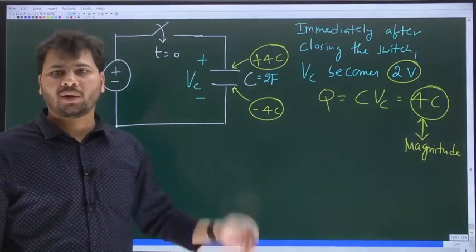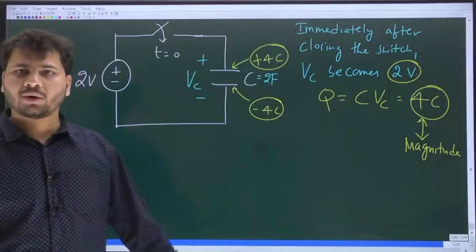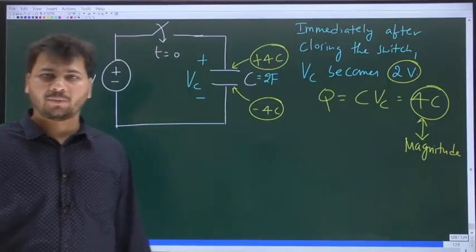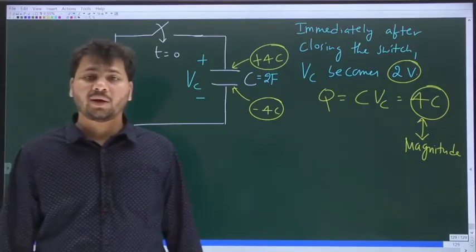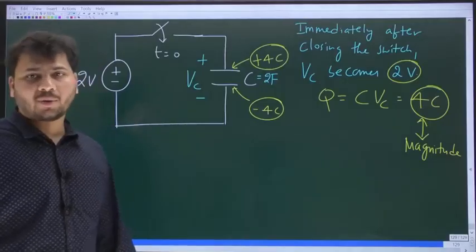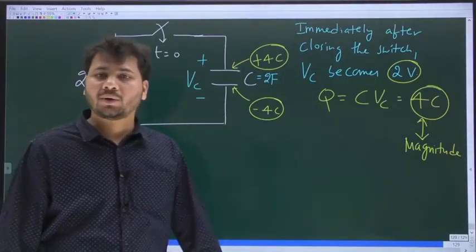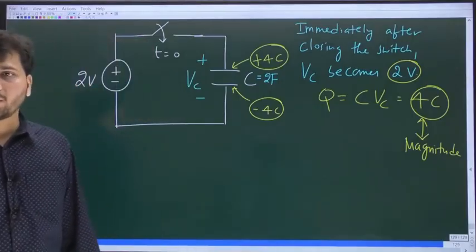Plus 4 coulombs and minus 4 coulombs. Are they not equal and opposite? Is it not true for any parallel plate capacitor? Always in any parallel plate capacitor, both the plates will carry equal and opposite charge, like in this case, plus 4 coulombs on one plate and minus 4 coulombs on the other plate.